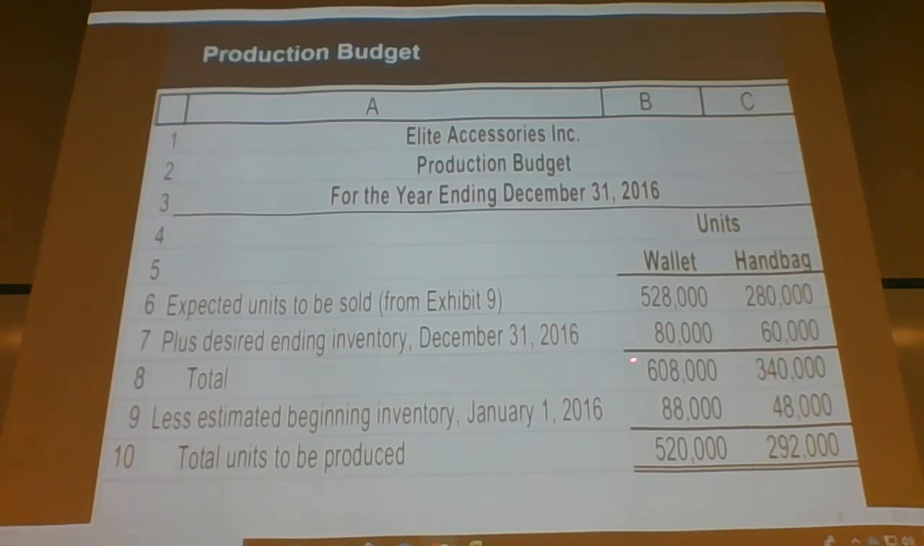Our total is 608,000, but that's not what our production is, because we already have some beginning inventory. In the case of wallets, 88,000, handbags, 48,000. So we're going to subtract those items out, and we're going to come up with the total units produced: 520,000 for the wallet and 292,000 for the handbags. All right, let's go ahead and stop this video so it doesn't get too long, and then we'll pick up direct materials next.